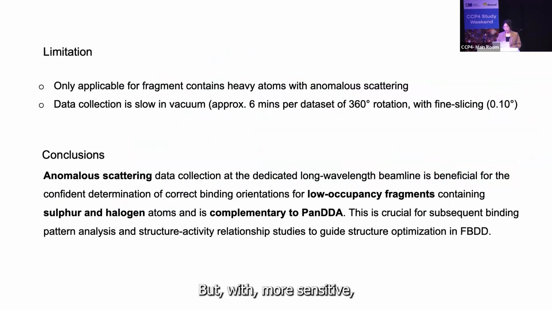It's approximately 6 minutes per data set of 360-degree rotation with fine slicing. But with more sensitive equipment and better experimental conditions, collecting anomalous scattering data from lighter items might be possible in the future and in a faster way.